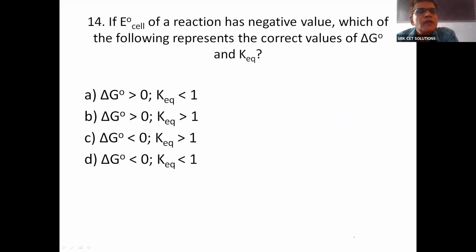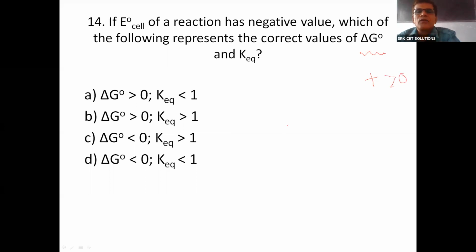Next question. If E naught cell of a reaction has negative value, so normally when you build a cell, we expect the value of that to be positive. Only when the value of that is positive, you get something as profit, something as energy coming out. But if it is a negative value, the process is non-spontaneous. And with that clue, you can guess delta G is not negative. It comes to positive, it will be greater than 0.